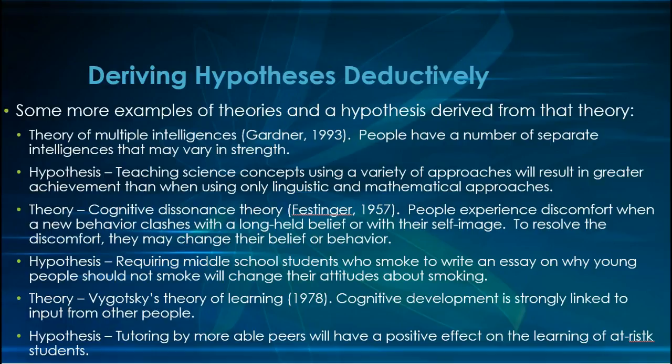So one more we see is Vygotsky's theory of cognitive development. And that states that cognitive development is strongly linked to input from other people. So that's a social theory. So the hypothesis would be that tutoring by more able peers will have a positive effect on the learning of at-risk students.